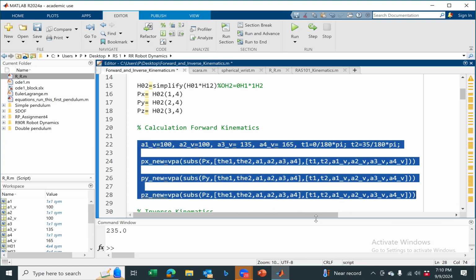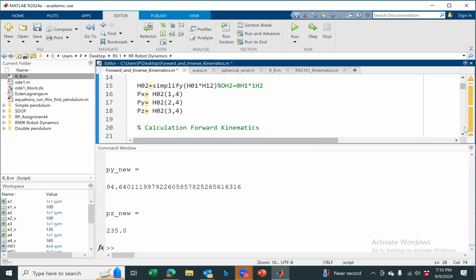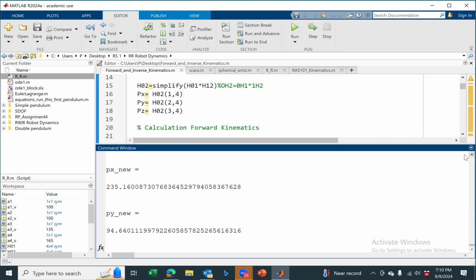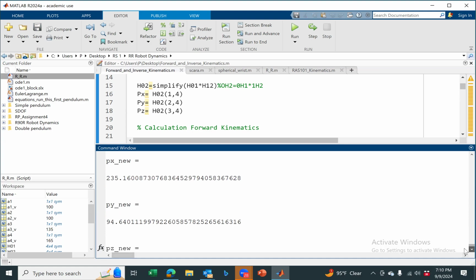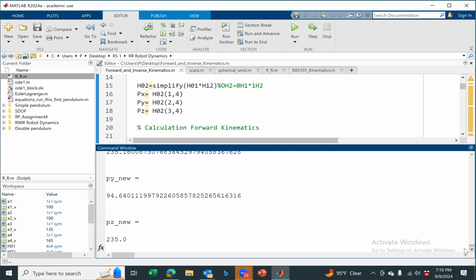And can you see that I get this forward kinematic solution? My Px is 235, my Py is 94, and my Pz is 235. Please run the code and make sure you get the same answers. Everyone understood this?